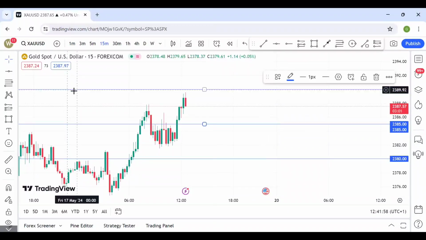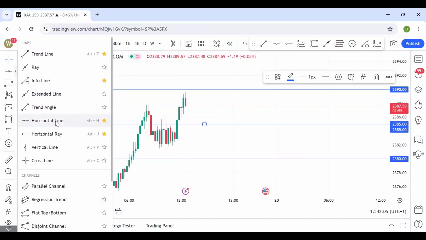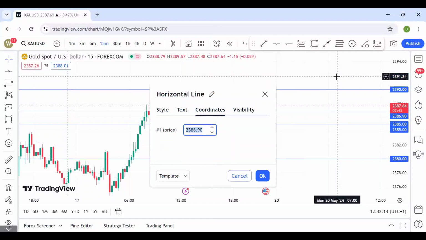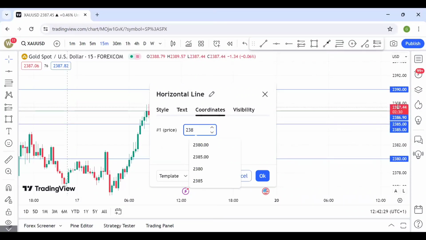You see that. If you want to plot another psychological level, the same approach, you come over to the left hand side, select your horizontal line, click on it on the chart, and it will appear. It will pop up these icons here. You click on the settings icon. Now, remember the last one you plotted was the one number below the current value for gold. So now you are going to plot a number above the current price for gold. The current price for gold is 2387. So the nearest one number above this value is 2390.00. So you click on OK.